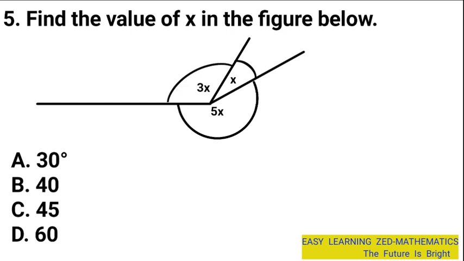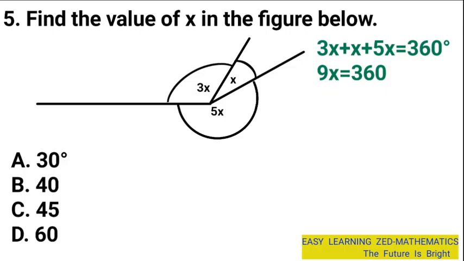Therefore, when you add 3x plus x plus 5x, it should give us 360 degrees. So that's what you need to do. You need just to add those 3 angles. 3x plus x will give us 4x. 4x plus 5x will give us 9x, which is equal to 360 degrees. Here, what you need to do is divide both sides by 9.